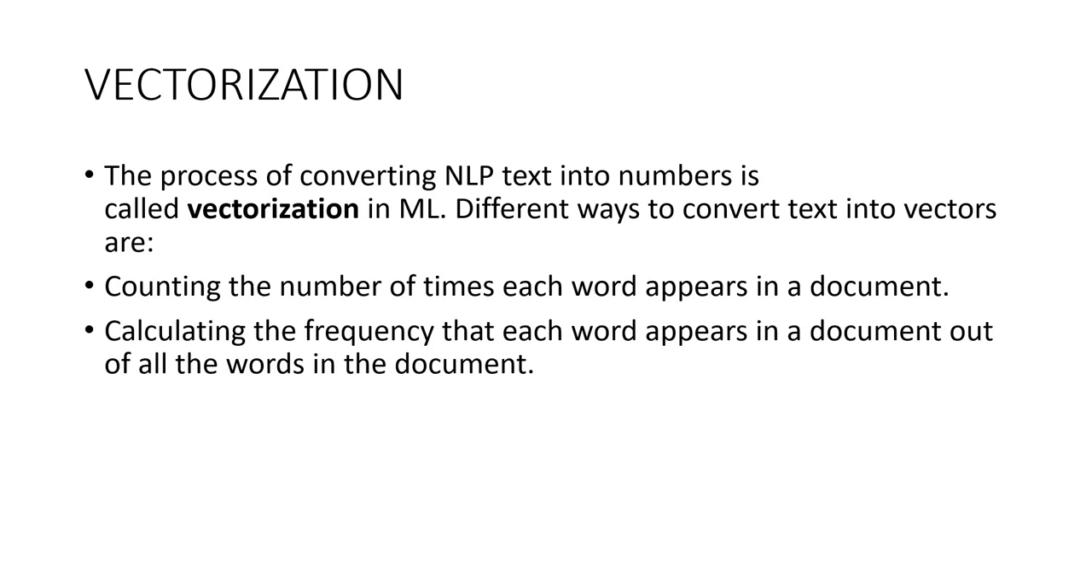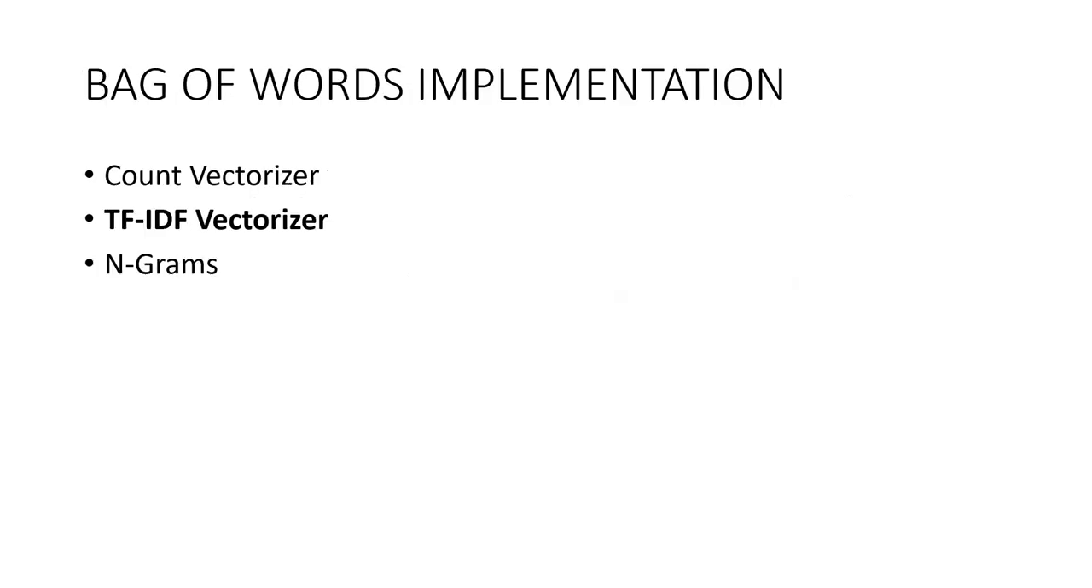In machine learning, different ways to convert text into vectors are counting the number of times each word appears in a document, and calculating the frequency that each word appears in a document out of all the words in the document. For bag of words implementation, you have different types: count vectorizer, TF-IDF vectorizer, and n-grams. These implementations using Python programs we will be discussing in the next video.